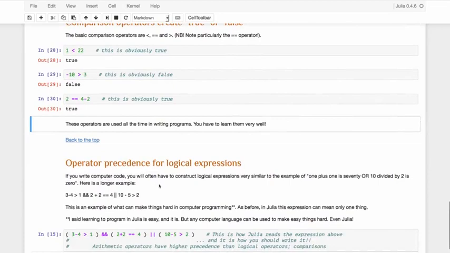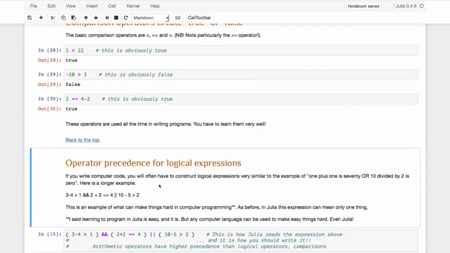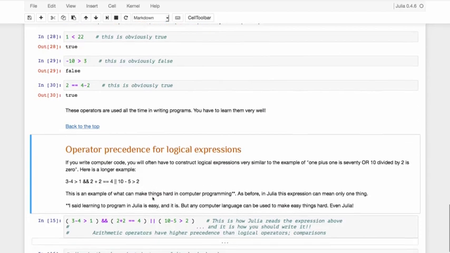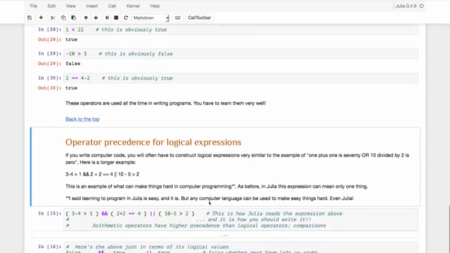Now, when writing computer code, we often combine these operators in quite complicated ways. So above we had the example 1 plus 1 is 70, or 10 divided by 2 is 0, and here is an even longer example, which is 3 minus 4 is greater than 1, and 2 plus 2 is equal to 4, or 10 minus 5 is greater than 2. This is an example of how you can make things hard in computer programming. I did say that computer programming in Julia is easy, and it is, but even in Julia you can make things hard. In any computer language, you can make easy things hard.